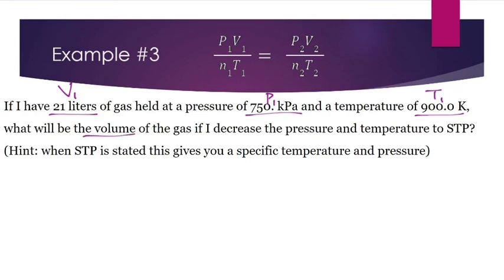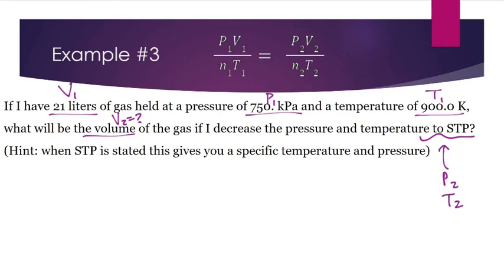What will be the volume of the gas? So we are looking for volume 2 if I decrease the pressure and temperature to STP. And it doesn't really give us any other two numbers. But that STP, if you remember from our last podcast, is what standard temperature and pressure is abbreviated as. And STP tells us that we need to go and find what is that standard temperature and pressure so that we can use those as our P2 and our T2.